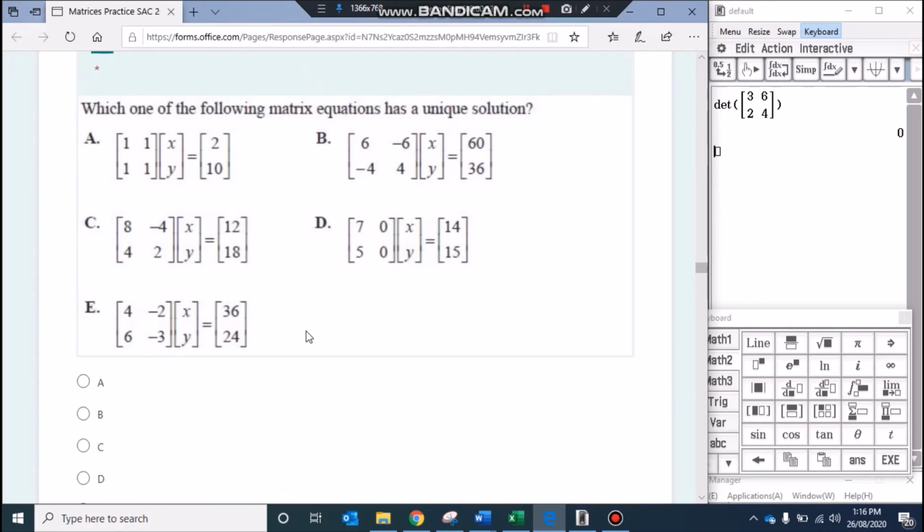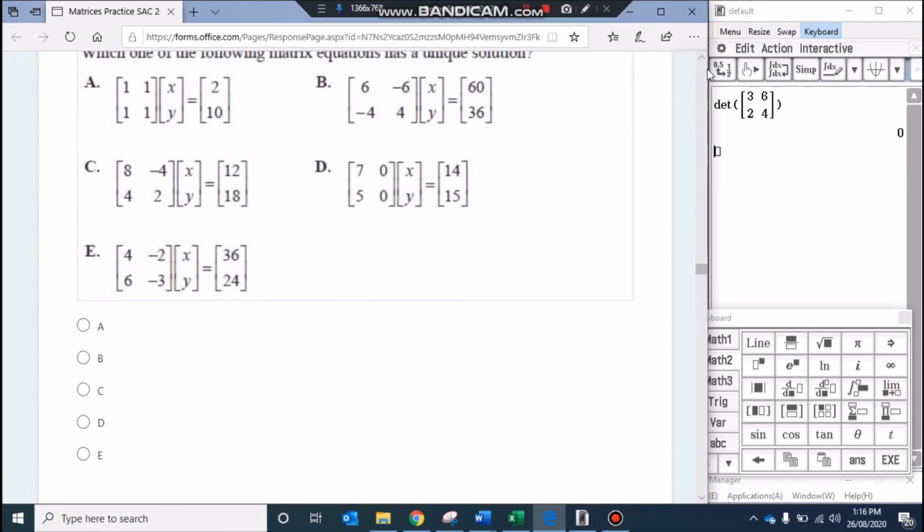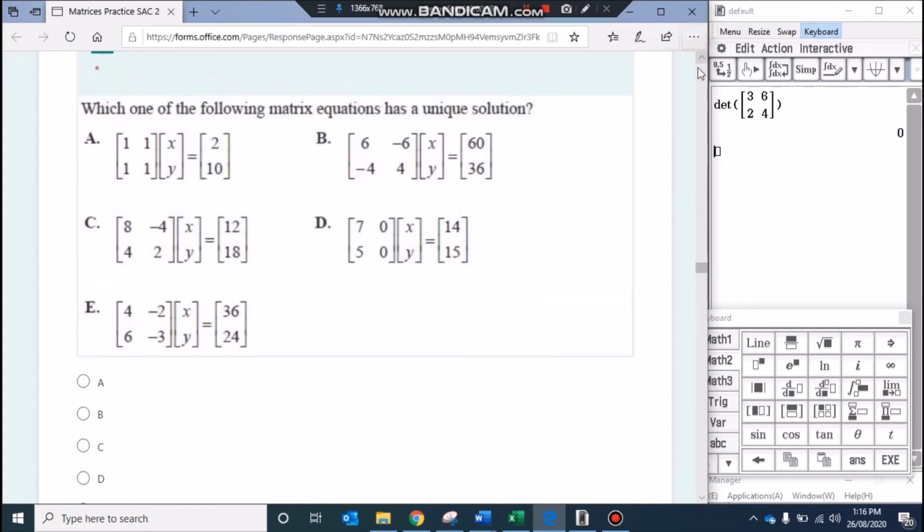Which of the following matrix equations has no unique solution? So again, this is actually another determinant question. Remember that you have no unique... Oh, sorry, we're looking for ones that do have a unique solution. So remember that you have a unique solution if the determinant does not equal 0. So in this case, we're looking for matrices whose determinants are not 0.